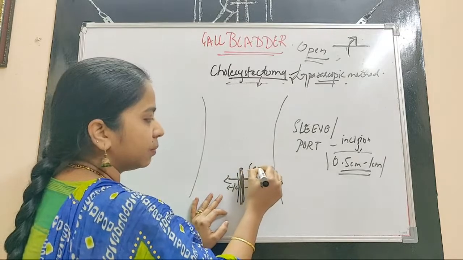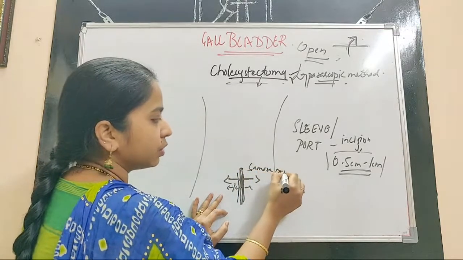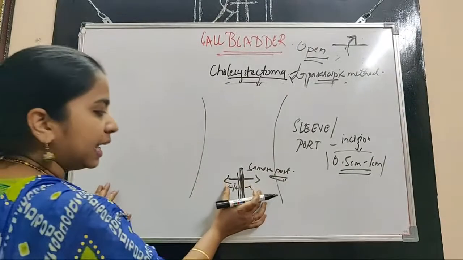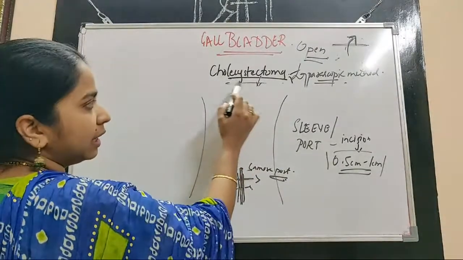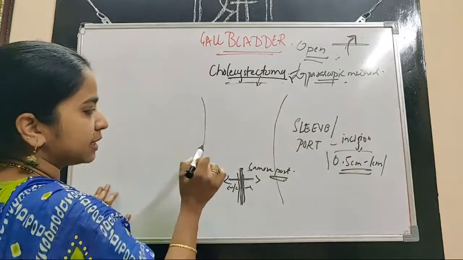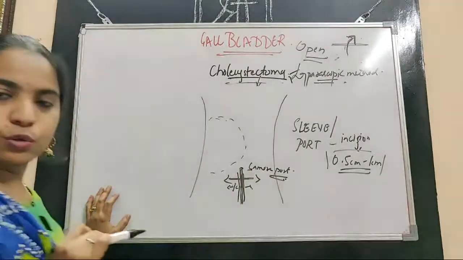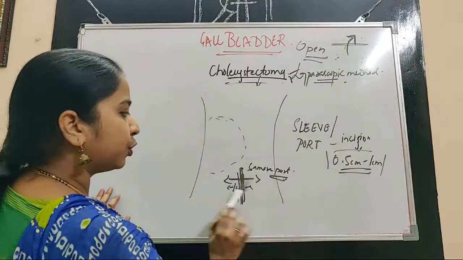Okay, so this will be the camera. It is called the camera port. Now, likewise, suppose we are doing a laparoscopic method for cholecystectomy. The area to be focused is here. Usually, one port is not enough.